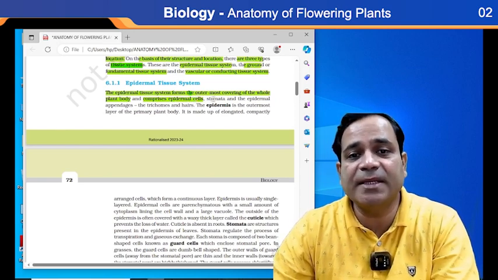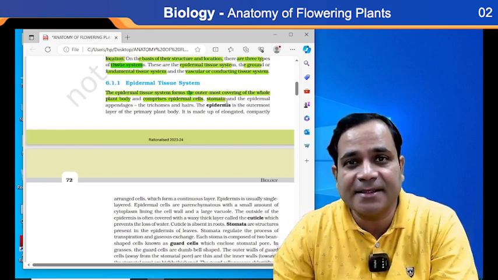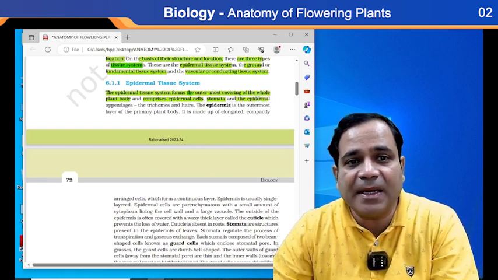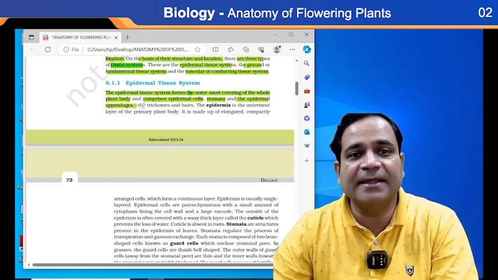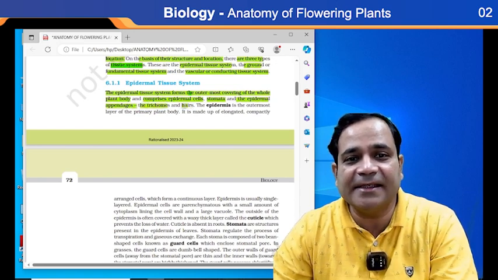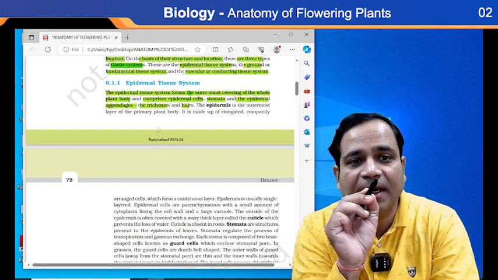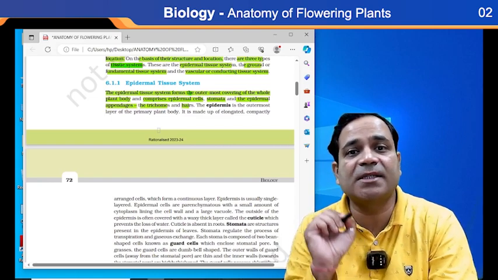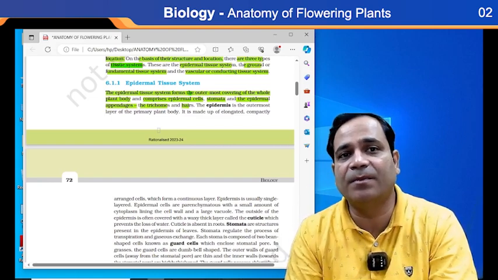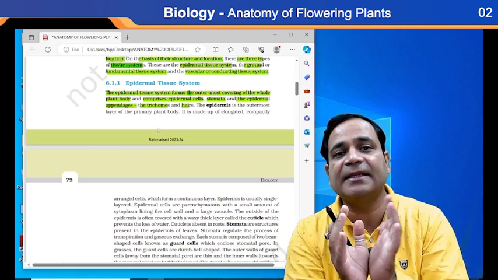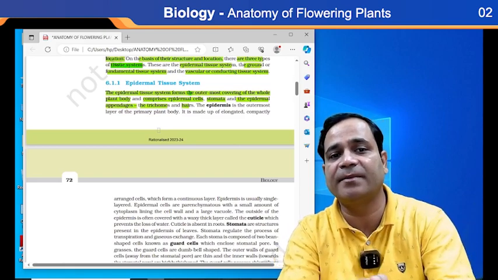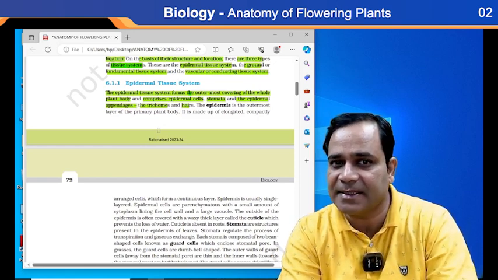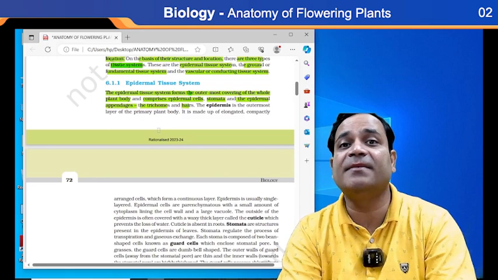It comprises epidermal cells also, the stomata, which are minute openings present on the surface of the leaves, and the epidermal appendages, that is trichomes and hairs. So these all are the epidermal tissue system, which is the most outer covering of the whole plant body, comprising epidermal cells, stomata and epidermal appendages.